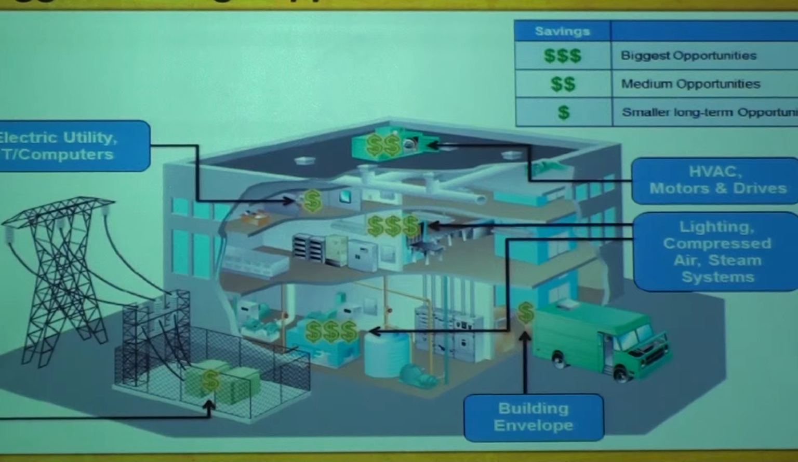HVAC motors and drives, and the least amount of places where you can expect energy savings, or we call it a small opportunity, right? So this is a small opportunity, the building envelope. Also electrical utility, IT computers is a small opportunity compared to the entire system, whereas a medium opportunity is HVAC, motors and drives, and the biggest opportunity is, of course, in lighting, compressed air, and steam systems, etc.